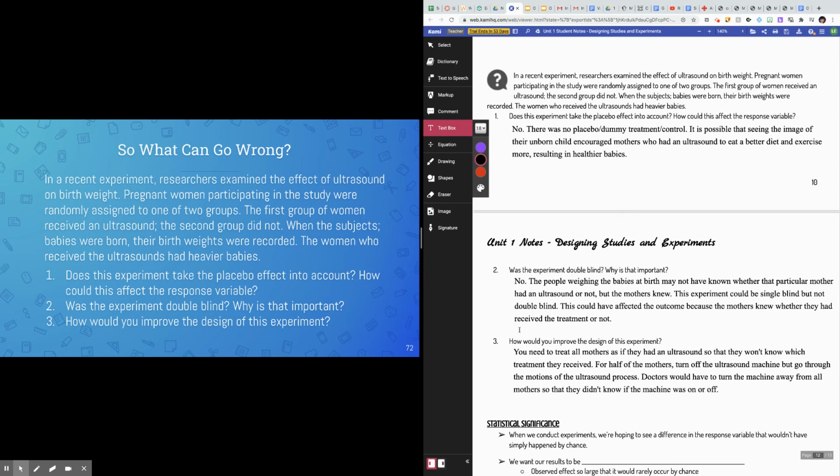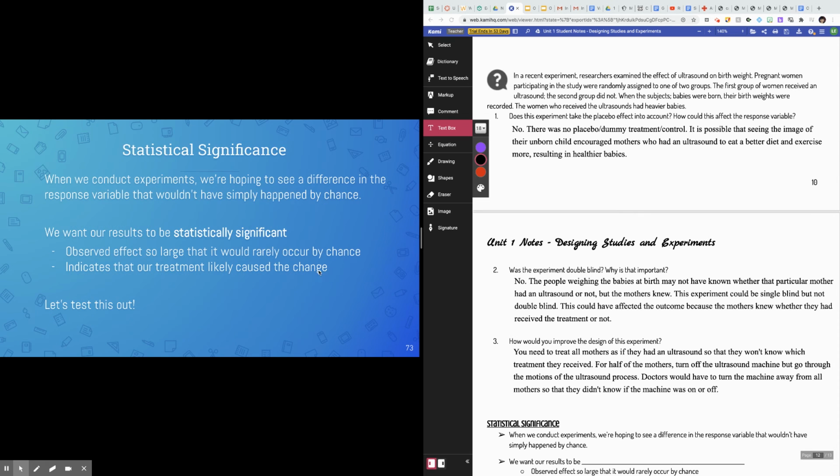Okay, so really you need to make this experiment double blind. So you would have to treat all of the mothers as if they had an ultrasound, so that they wouldn't know which of the two treatments they received. So you would go through the motions of the ultrasound process, but for half of the mothers, you would turn the machine off, right? And then obviously for all of the mothers, you would have to turn the machine away from them, maybe put a blindfold on them, give them earplugs, something like that, so that they wouldn't know whether the machine was on or off.